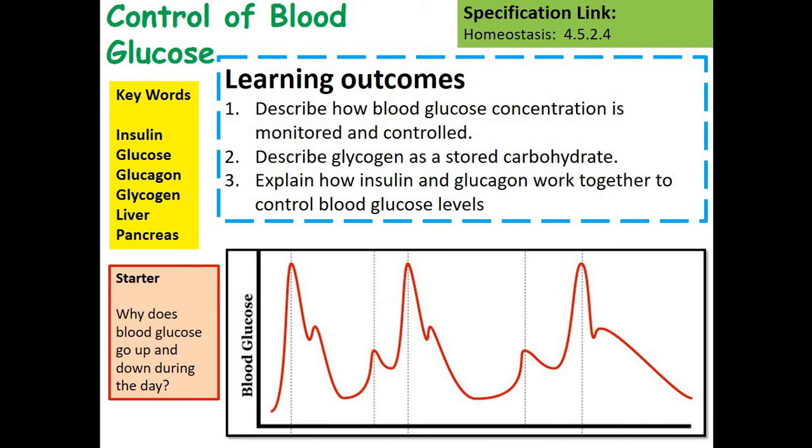So just to start off with, let's have a think about blood glucose levels. You've got a graph here. Over time, you can see blood glucose going up and down during the day. Why does your blood glucose level go up and down during the day? Pause the video, have a think. Why do you think there are three peaks here?